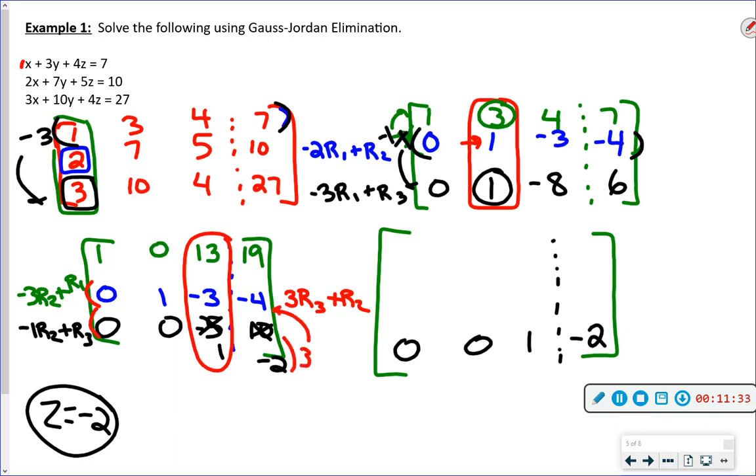So 3 times 0, 0, plus 0. 3 times 0, 0, plus 1. 3 times 1 is 3, plus negative 3. That's what we wanted. 3 times negative 2, negative 6. What's negative 6 plus negative 4? Negative 10. So you now know y is negative 10, which we'll write out in a minute.